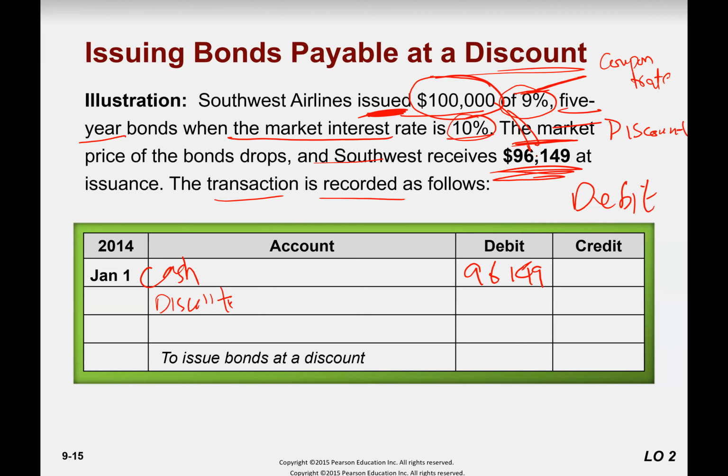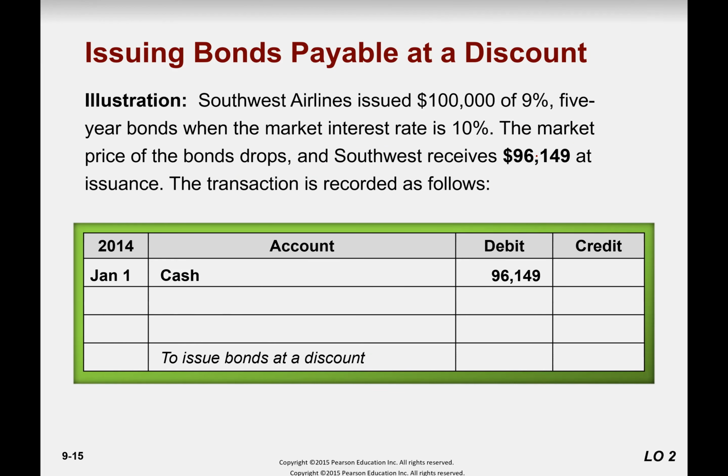So let's see here. Cash and discount, 3,851. And what is the bonds payable? Bonds payable is 100,000. That is our liability.